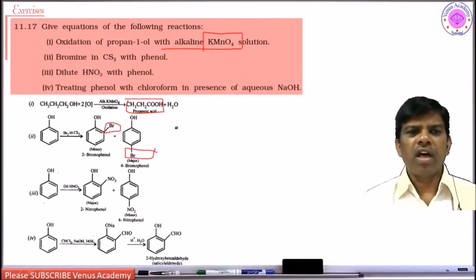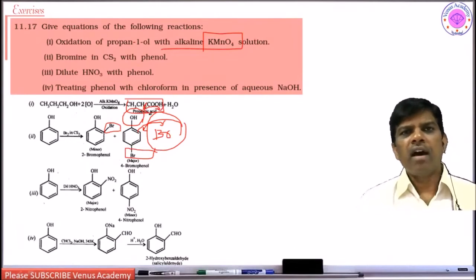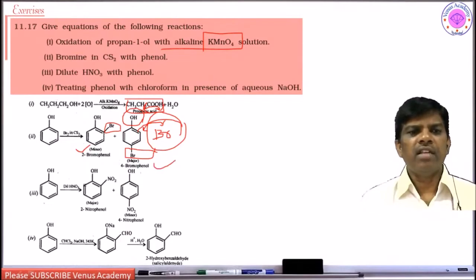Why? Substituting at the ortho position is not that easy, because already the hydroxy group is a bulky group here, and the incoming bromine electrophile is going to be a very big group. So because of this repulsion of this hydroxy group and bromine, the ortho position bromination takes place as minor, whereas para position takes place as major. Dilute nitric acid with phenol. In this case also para is going to be the major product.